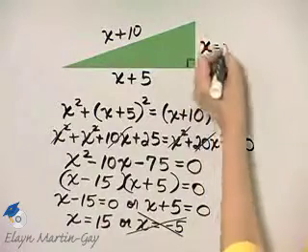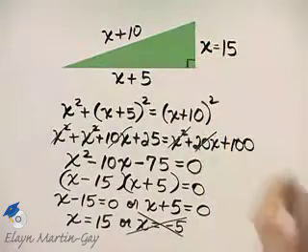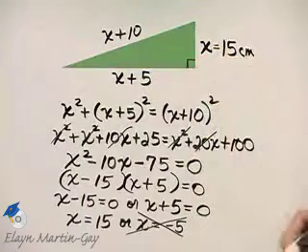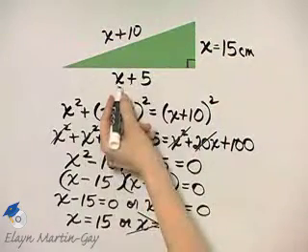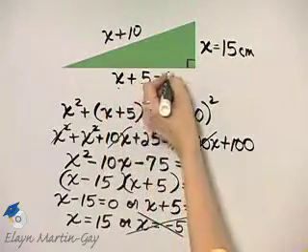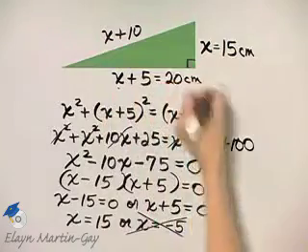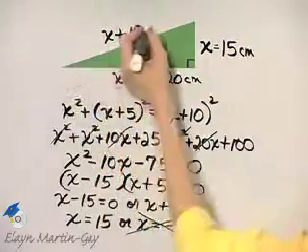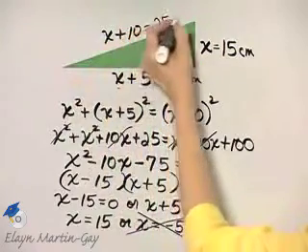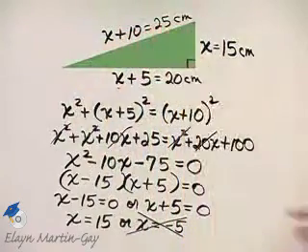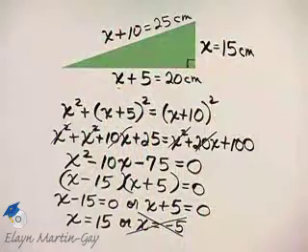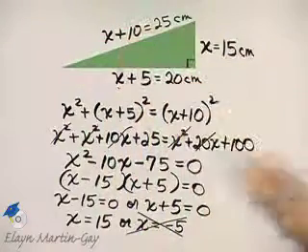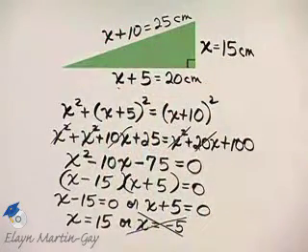So this shorter leg has length 15 centimeters, and then this is 15 plus 5, or 20 centimeters, and then this is 15 plus 10, or 25 centimeters. Check and make sure the Pythagorean theorem works here. Check and make sure your dimensions are correct, but there are the dimensions of our right triangle.